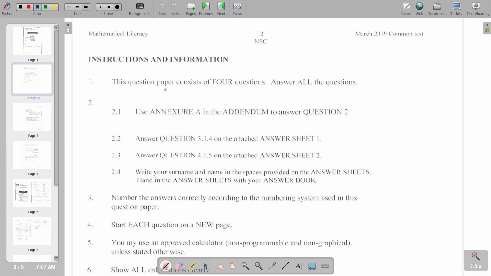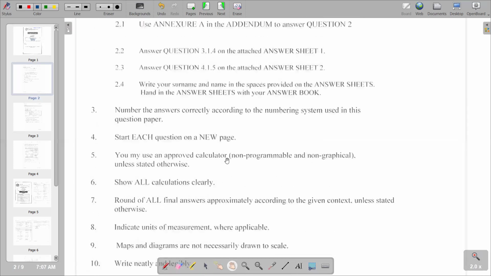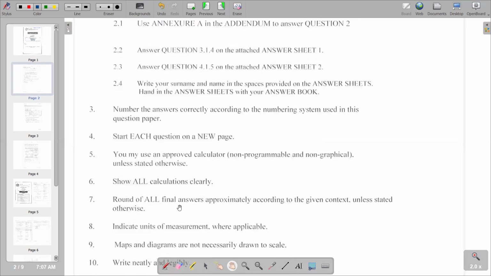That reads, this question paper consists of 4 questions. You have to answer all questions. If you go down, what is also important for you is to round off all final answers appropriately according to the given context, unless stated otherwise. So also very important according to this video, we have instruction number 7.